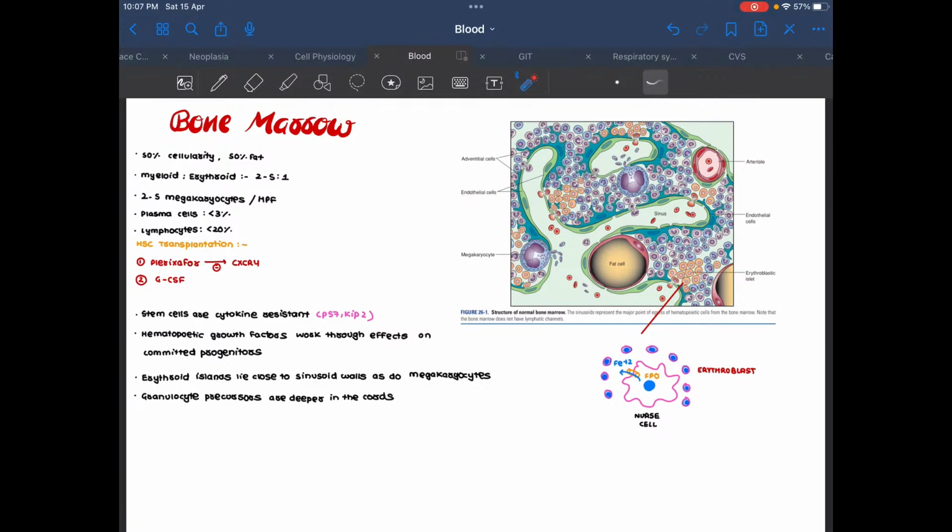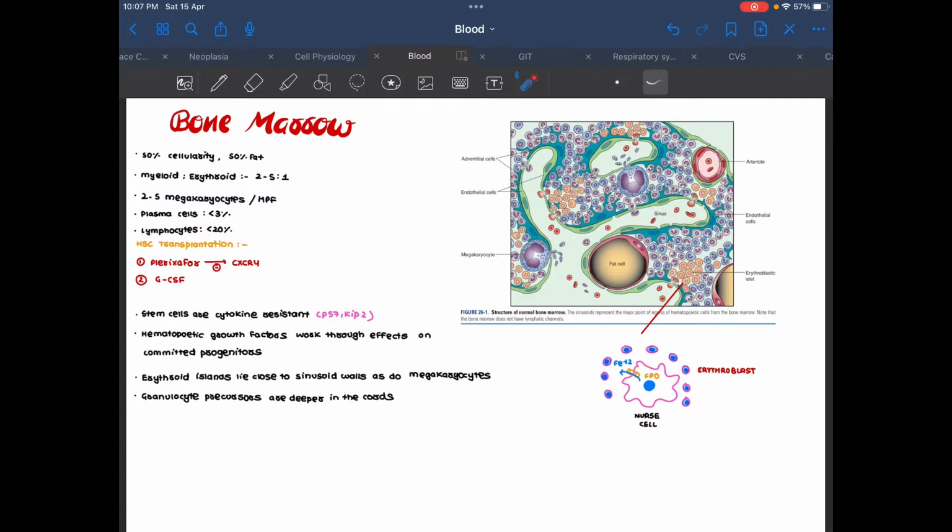Then if you look at one high power field, we're going to observe 2 to 5 megakaryocytes. As we can see in this high power field, there is 1 and there are 2 megakaryocytes. What about the plasma cells? Plasma cells are going to contribute less than 3% of all of the cellularity, and your lymphocytes are going to contribute about 20%.